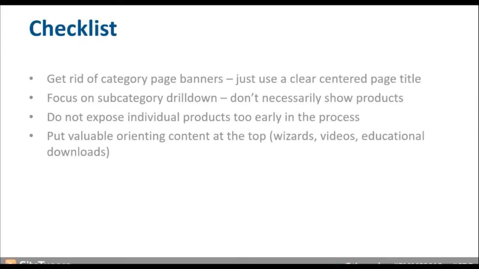So tiles, just like you had on your home page that showed the categories, on the category page, you can have tiles of subcategories. You don't want to expose individual products too early in the process, especially if the selection is significant, especially if there's too much choice. And again, put valuable orientation content at the top, like wizards, videos, or educational downloads.